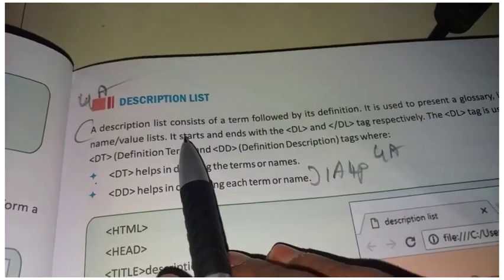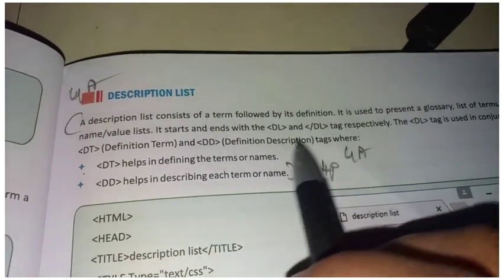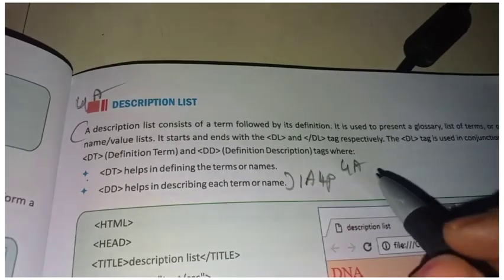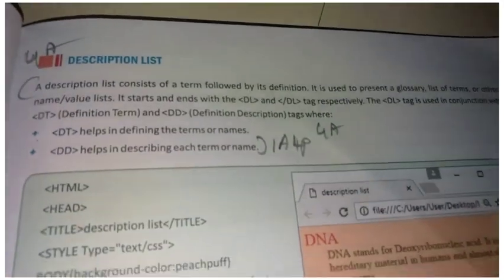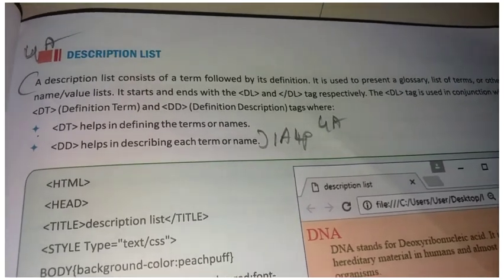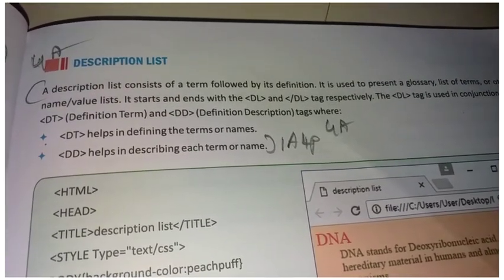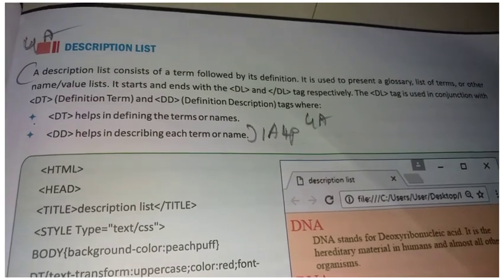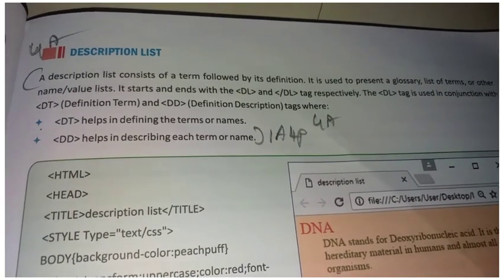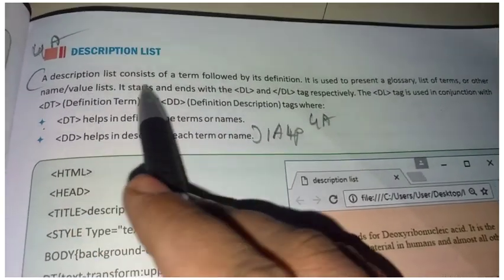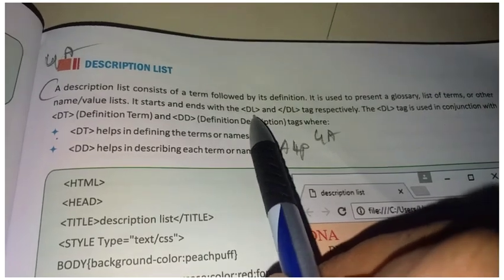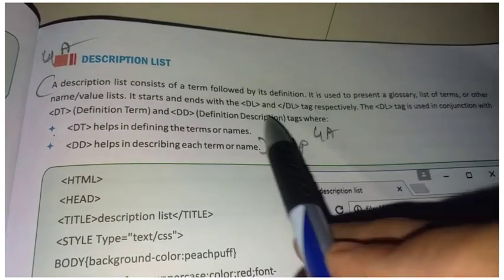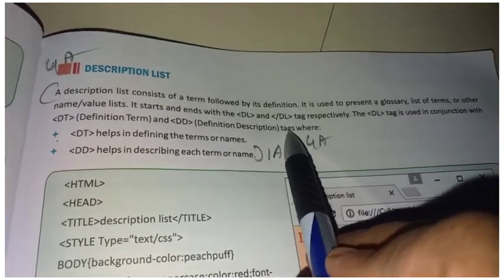In the description list, it contains a definition. For example, if we want to display something paragraph-wise, then for that case we have to use a description list. It is used to present a glossary, a list of items, or other names and values in the list. It starts and ends with DL. D means definition, description list. This is the start tag and this is the end tag.